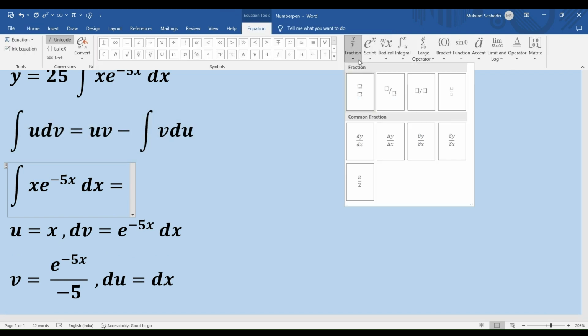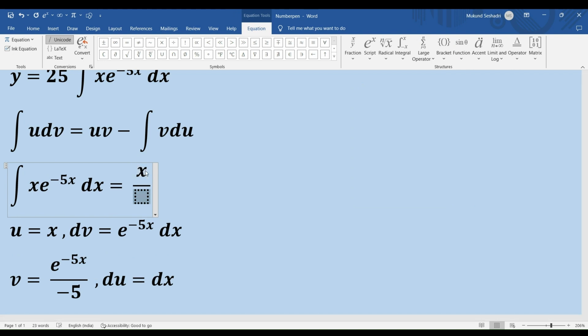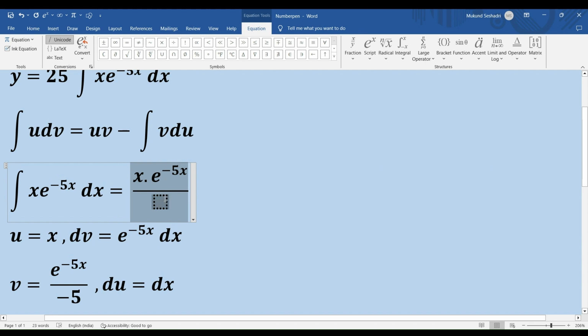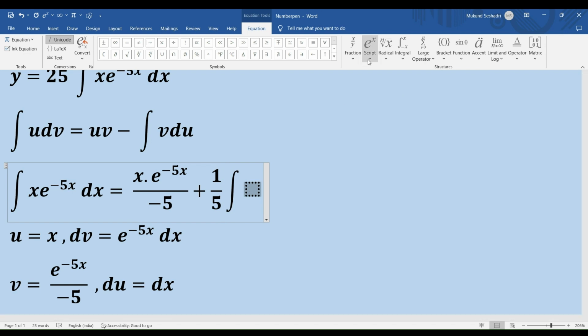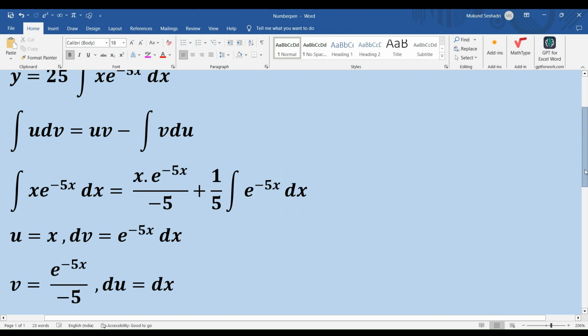So what is that? X into e to the power minus 5x divided by minus 5. That's my uv. And now I come to my integral of v du, right? I notice that my v has got a minus 1 by 5. So I pull out that minus 1 by 5 because 1 by 5 is a constant. And then I have my e to the power minus 5x part of v inside the integral now. So du is nothing but dx, right? So this is what we have.